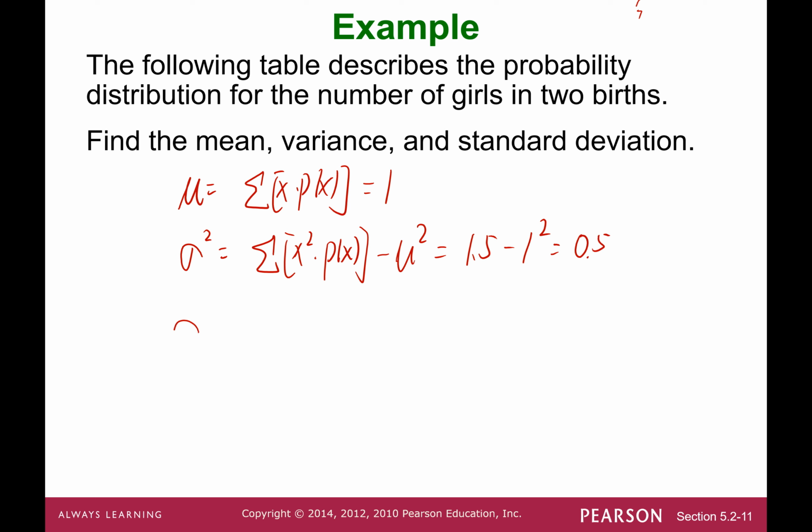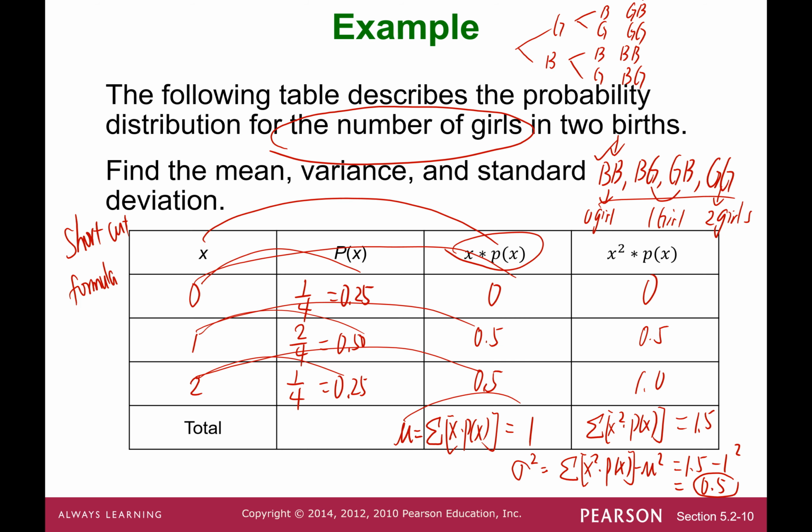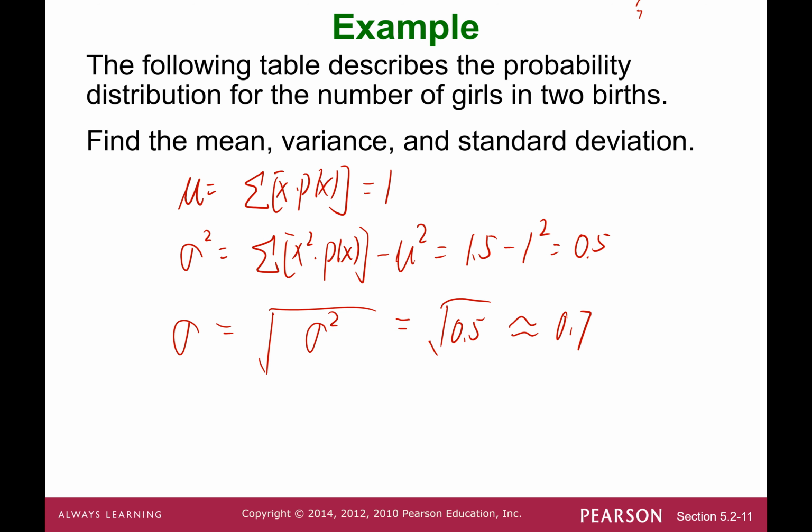The standard deviation sigma equals the square root of 0.5, right? So it's the square root of 0.5. If you round it to 1 decimal place, it turns out to be 0.7. Okay. So by creating the table from the earlier slide, you'll be able to calculate the mean, variance, and standard deviation, all of those.